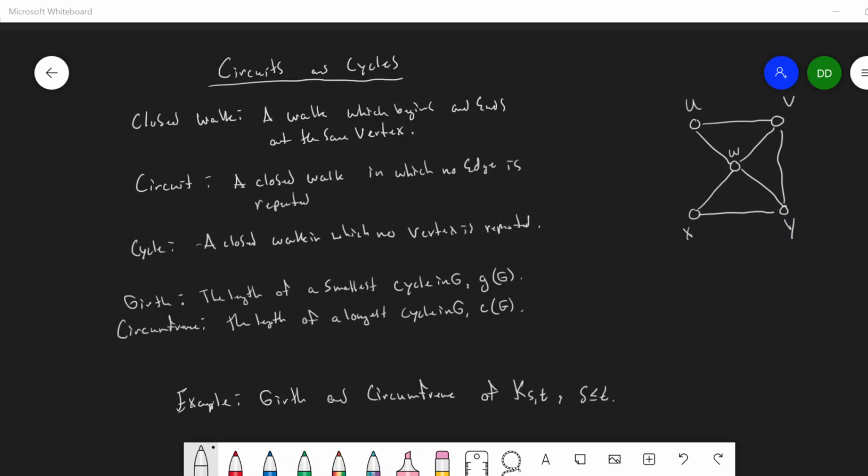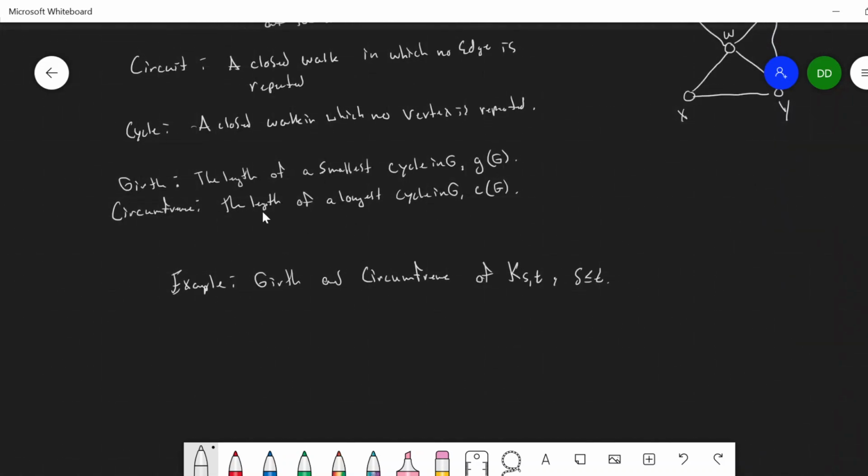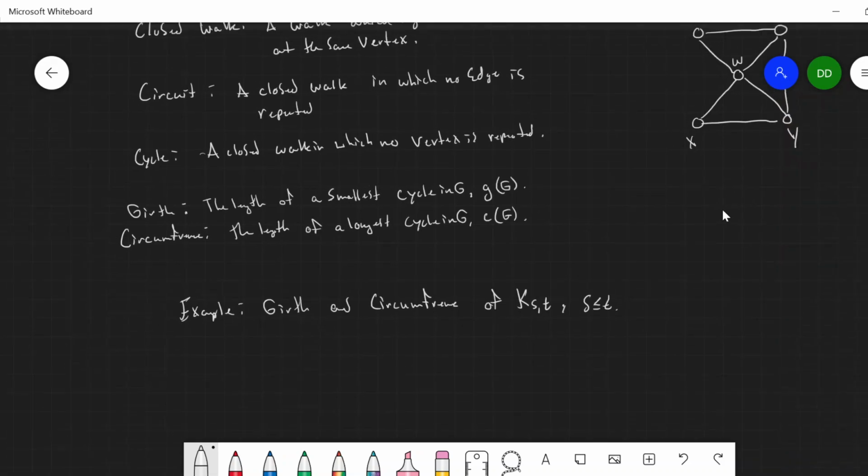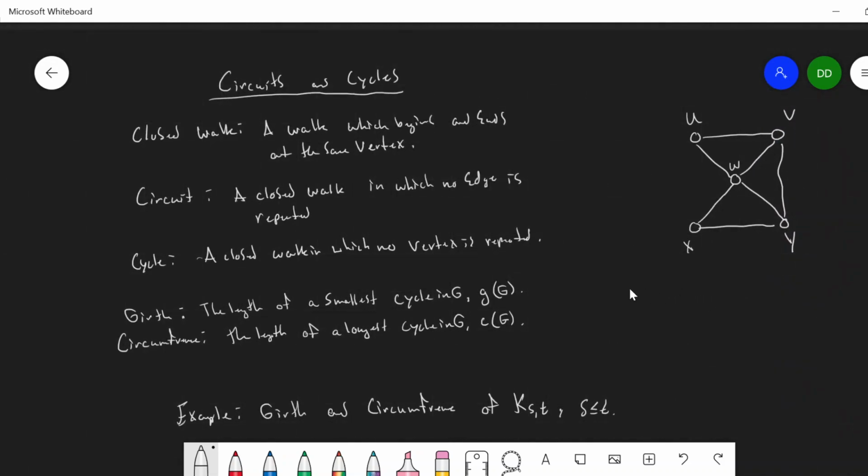In this video, we'll talk about circuits and cycles. We'll look at an example of a circuit and a cycle. And finally, we'll look at an example of the girth and the circumference of a graph, which are related to the concepts of cycles.